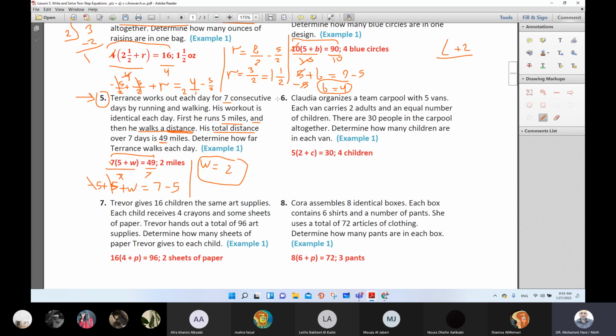Okay, who can read exercise number 6, please? Can I read it? What is your name? Sheikha. Yes, Sheikha, please.